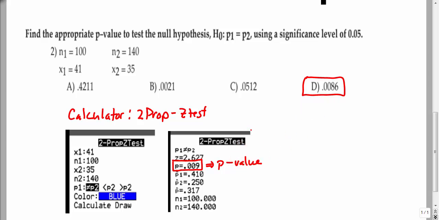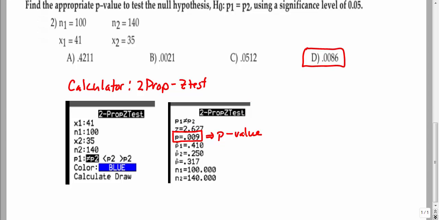So again, relying on our calculators here is really nice. It's going to help us be able to check everything pretty thoroughly. Let's go ahead and look at number 3, where we're going to start creating confidence intervals.